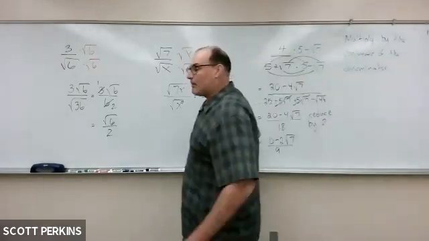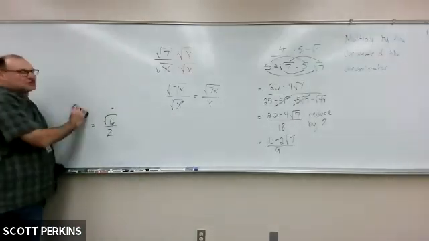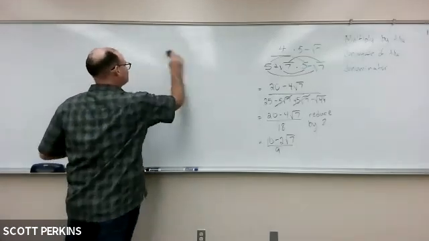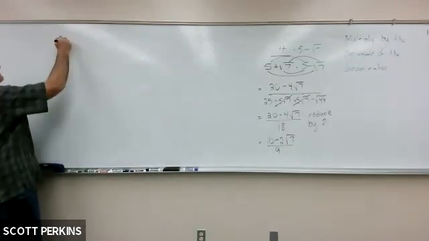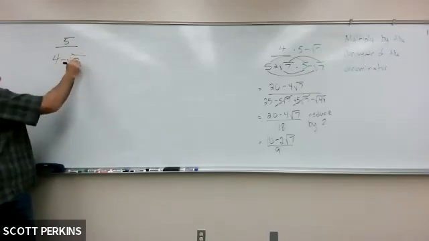All right, I've got 2 examples. You're going to do this 2 times, and then we are going to be done with section 7.5. Heading to the finish line. Here's a problem for you. 5 divided by 4 minus the square root of 3.